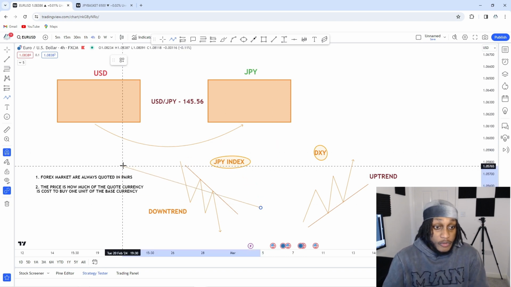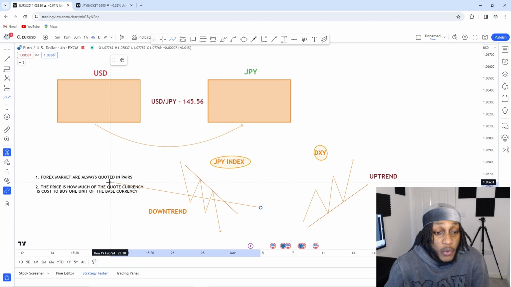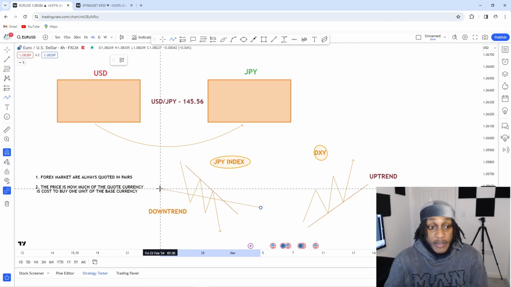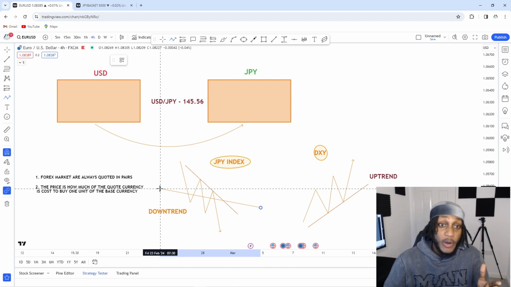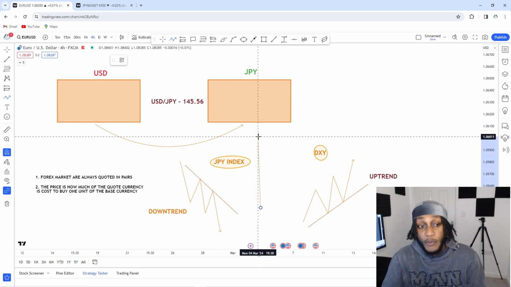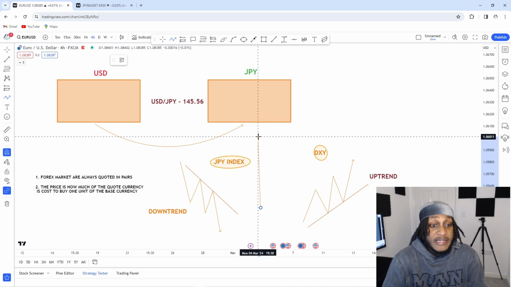The forex market is always quoted in pairs. A lot of people don't understand that, but it's quoted in pairs, just like how you have the US against the JPY. The price is how much of the quote currency it costs to buy one unit of the base currency.